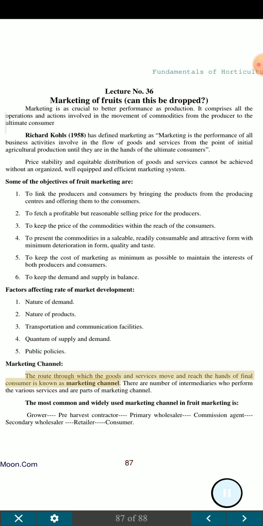The route through which the goods and services move and reach the hands of the final consumer is known as marketing channel. There are a number of intermediaries who perform the various services and are parts of the marketing channel. The most common and widely used marketing channel in fruit marketing is grower, pre-harvest contractor, primary wholesaler, commission agent, secondary wholesaler, retailer, consumer.